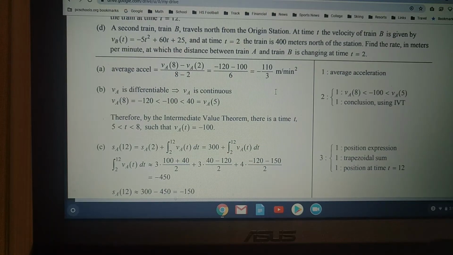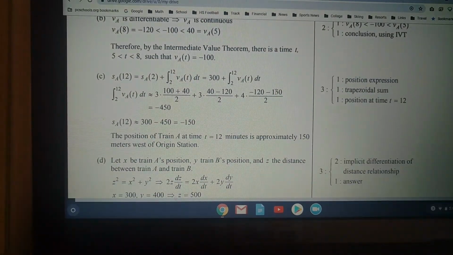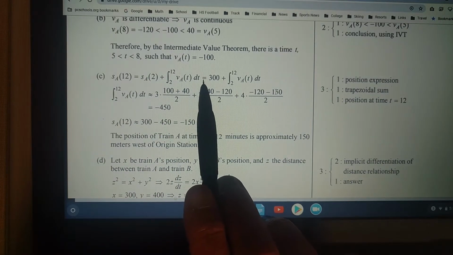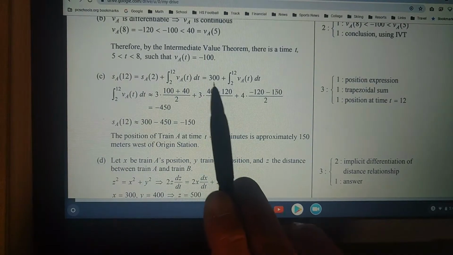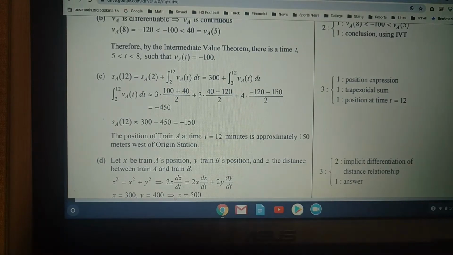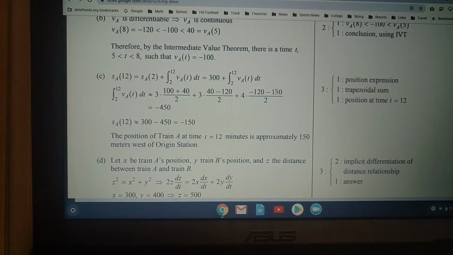All right, then for part C, 3 points. First, you get 1 point for a position expression. The position expression would either be this right here, going between the equal signs, or this right here would work. You have to have that for your position expression. You have to have your initial value and then add your integral with the correct limits of integration and the correct function. Then you get 1 point for your trapezoidal sum.